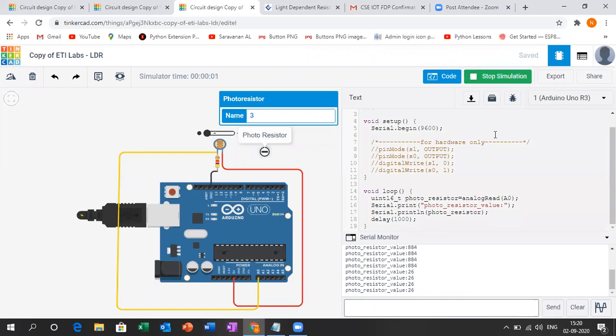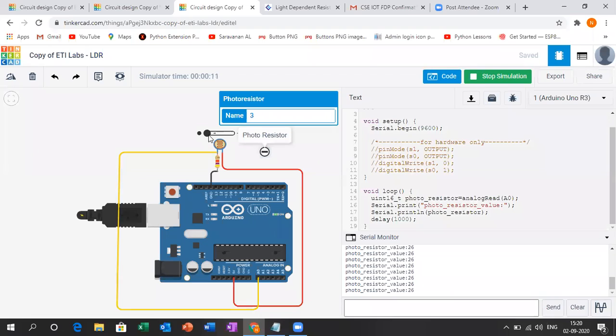Now, as you can see, the value is printing on the serial monitor. It is a value of 26. So 26 of resistance it shows.